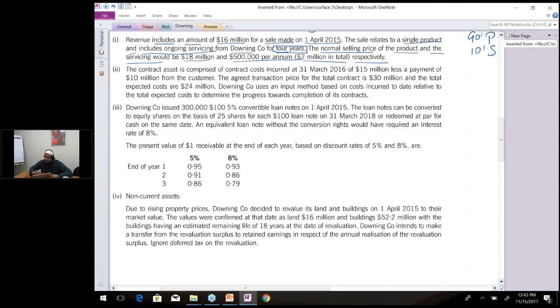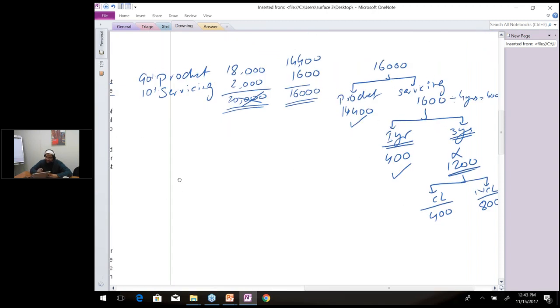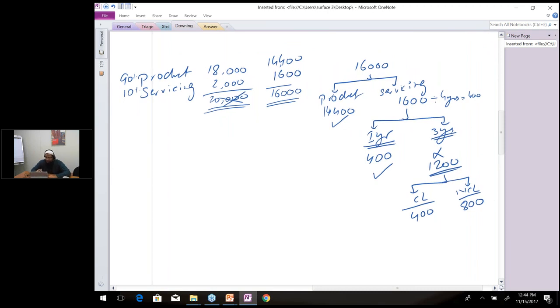Smita wants me to explain again. Smita, actually we have given the product and the servicing, which was of 18,000 and 2,000, at a discounted price of 16,000. Now this 16,000 includes the product of 14,400, which we can record as revenue. And 1 year of service has passed because the transaction was at the start of the year. So we can record the revenue for the first year, which is 400.